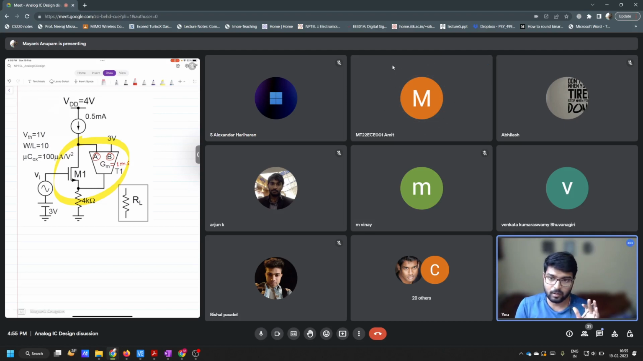Okay, now for negative feedback to happen, what do you want to ensure? What is negative feedback at its very core? The name comes from the fact that when you apply a disturbance at any point in the loop, the loop will try to correct that disturbance. It will try to come back to the same point, right?